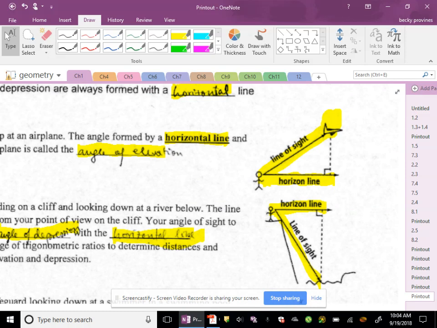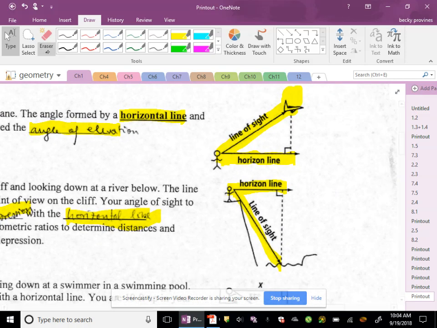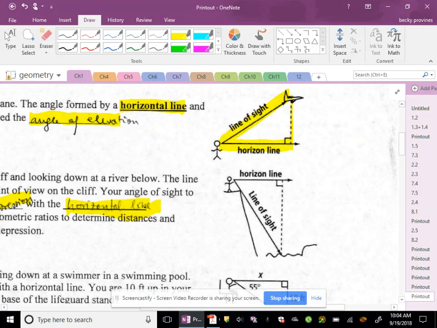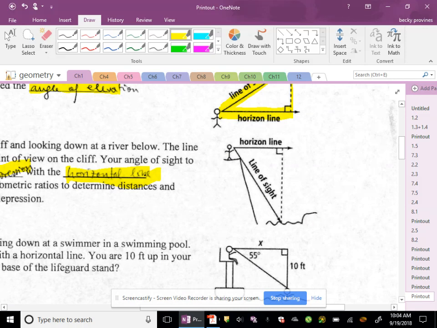Now, let's look at the little pictures over here. As you can see, there's always this horizontal line, and it helps you make a triangle. If you're looking up at an airplane, it forms a triangle. They're going to give you different angle measures and different side lengths, and you're able to find unknown values using trig. The same thing as if you're looking down at the river below from a cliff, you have that horizontal line. Remember that laser beam that comes straight out. And then if you're looking down, it makes a triangle. And again, you can find missing sides.